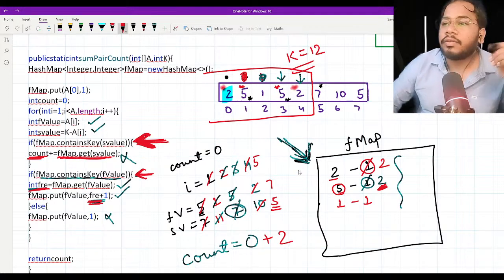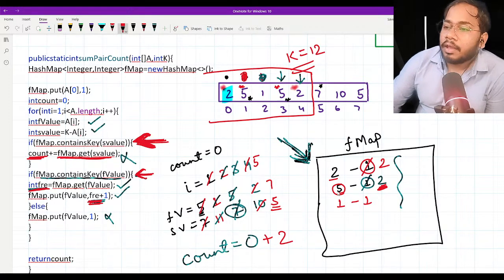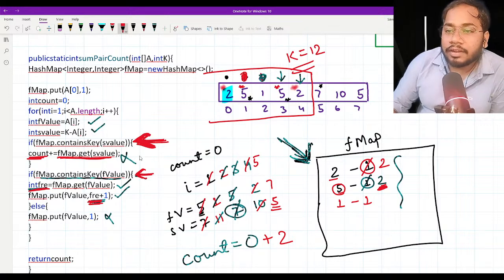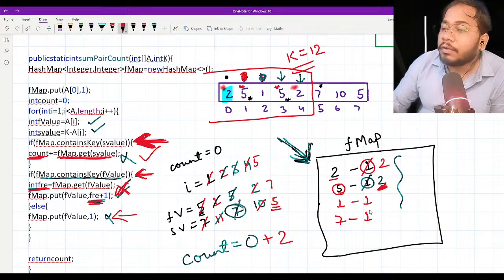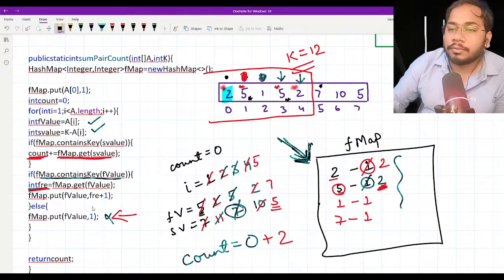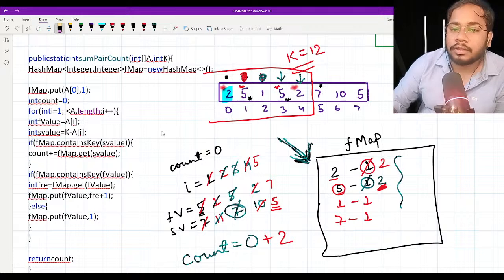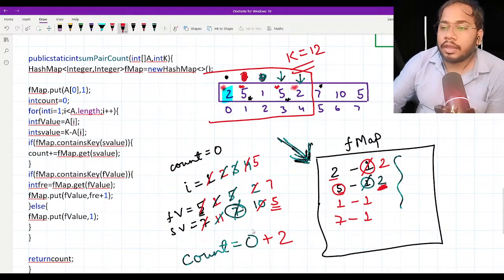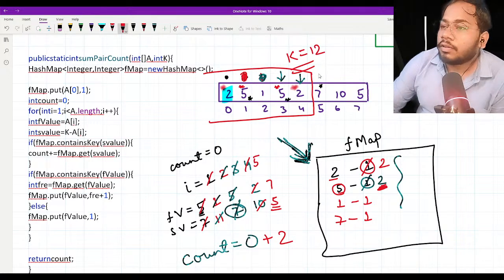Similarly, we will go ahead again. This line is done. We will go here. We will check, is 7 present? No, 7 is not present. So this line will not run. This line will run. So 7 will come here with frequency 1. Understood this? Okay. Let's go ahead. So this is done.